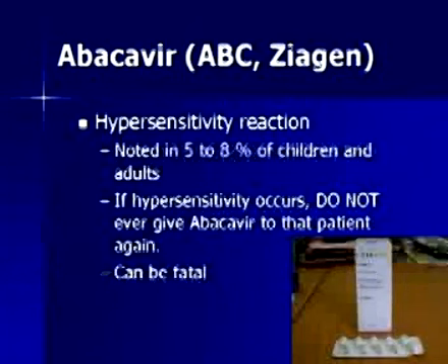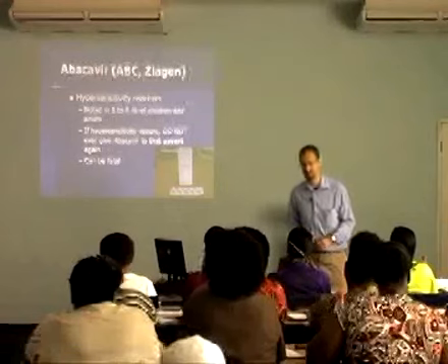Abacavir is new first line for children. It comes in tablets. It also comes in a syrup. The main problem with abacavir is one of the side effects, which is a hypersensitivity reaction. It's like an allergic reaction. In studies, it's shown to occur in about 5 to 8% of children and adults. It's said to occur less in African populations. There's a particular genetic susceptibility to this side effect, which is said to occur less in people of African descent.